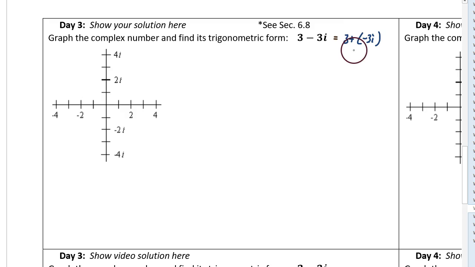In an earlier chapter, we graphed complex numbers on the complex number plane. So the first number here gives us the real coordinate. This here gives us the imaginary coordinate. You start at the origin, you go over to positive 3 on the real axis, and then go down till you get to negative 3i. This dot represents this complex number.